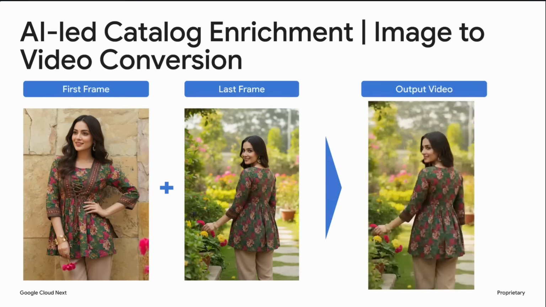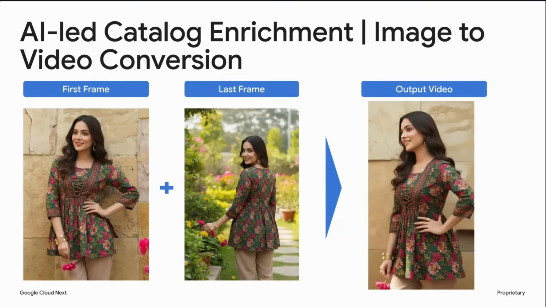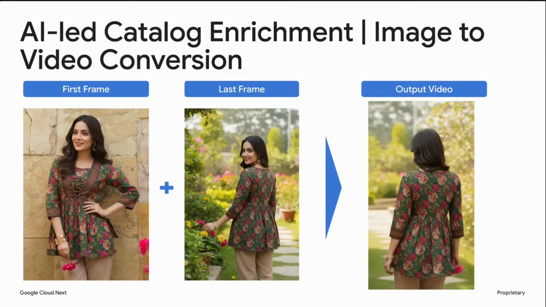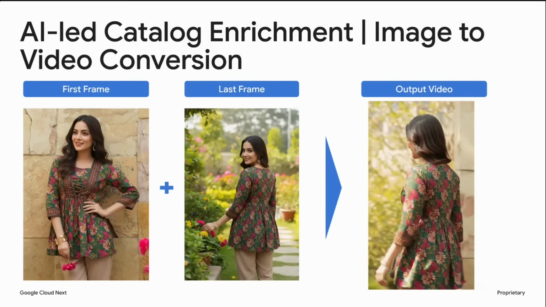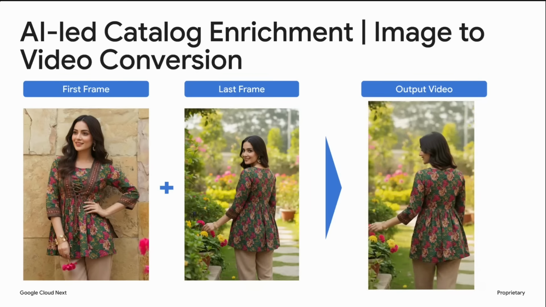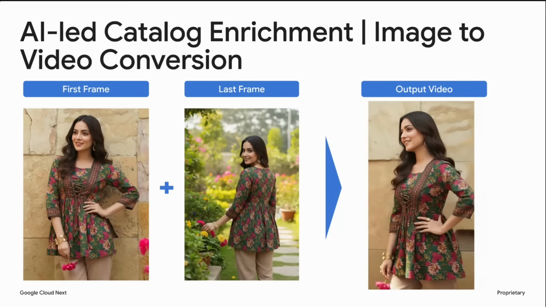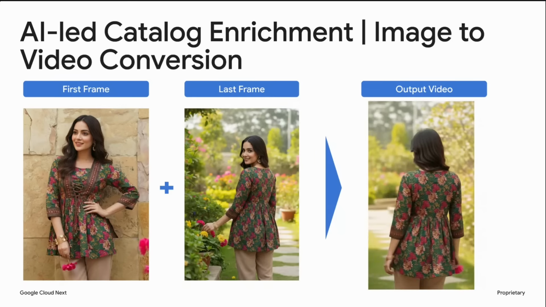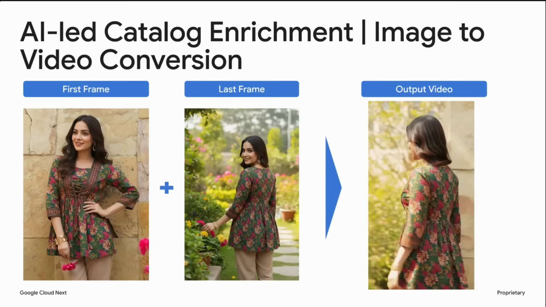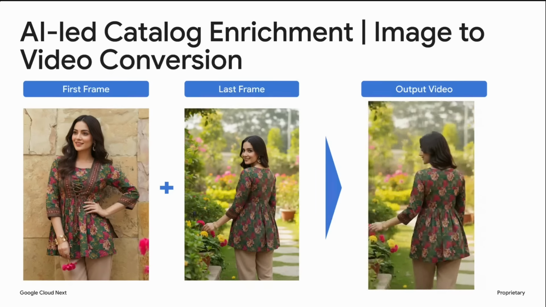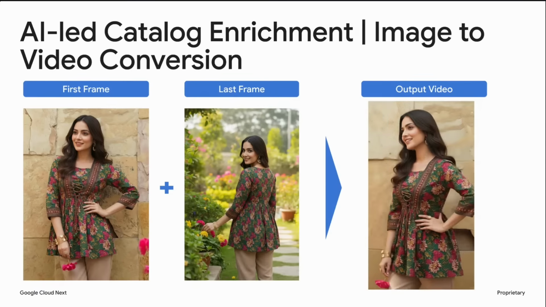Flipkart, one of the largest AI commerce platforms in India, uses it for AI-led catalog enrichment. What they do is take images and convert them into video. It's really cool that you can have a first frame and a last frame, and it'll generate a video with that output. In the background, it's agents that are kicking it all off, and it's running on G4 GPUs.